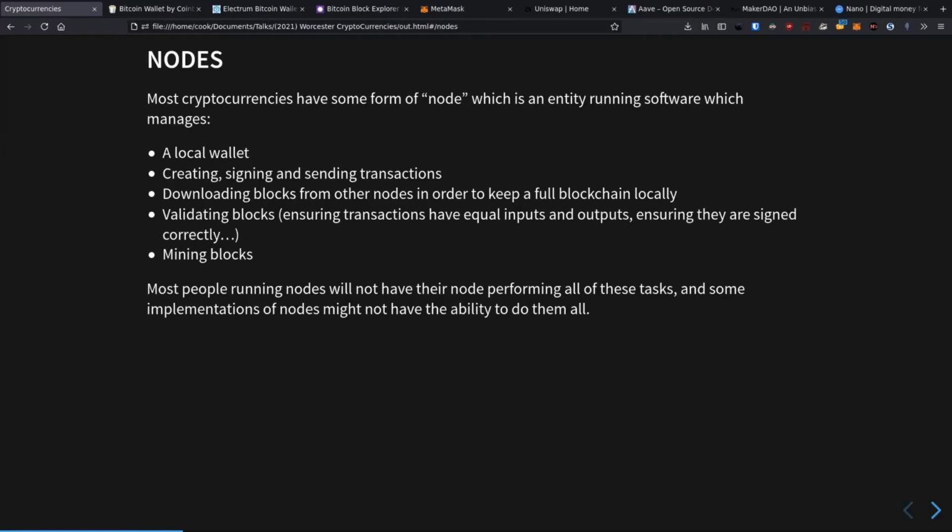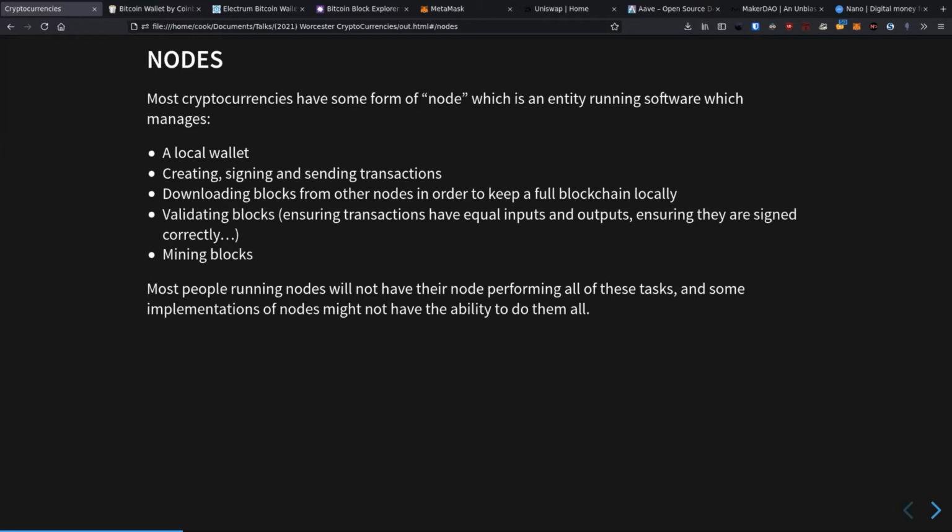And they know that it's secure because all of the hashes match up. So nodes, as I said, are a computer that's running the blockchain or the cryptocurrency software. They normally have a local wallet, so they keep track of a public and private key that can hold coins, and they can create, sign, and send transactions on the blockchain. So that involves sending transactions to other nodes, who will then distribute it to further nodes, and they will all add it to their local blockchains.